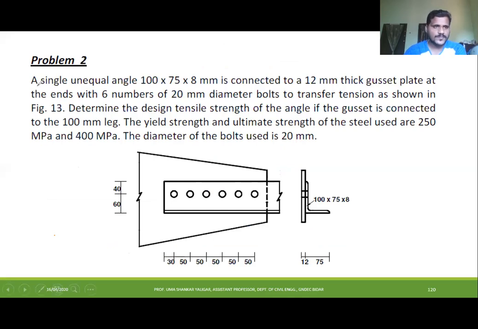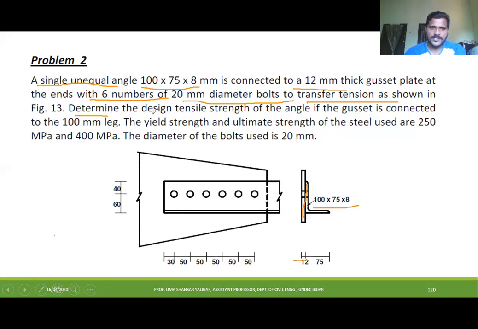Problem number 2. A single unequal angle 100 by 75 by 8 mm is connected to a 12 mm thick gusset plate at ends with 6 numbers of 20 mm diameter bolts to transfer a tension as shown in the figure. Here, he has given one angle section 100 by 75 by 8, connected to the gusset plate, where the gusset plate is 12 mm thickness. This is the arrangement they have made to transfer the tensile force.